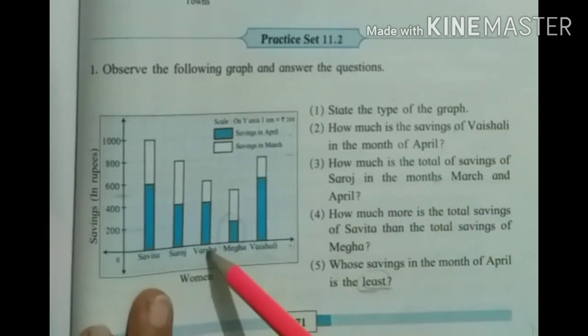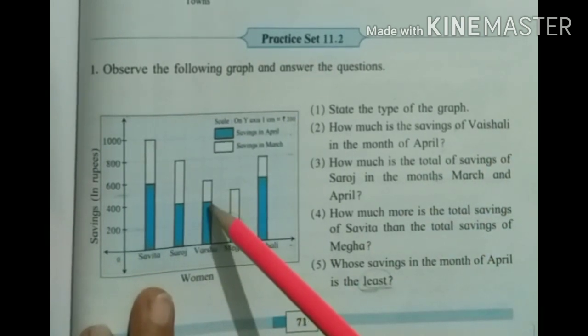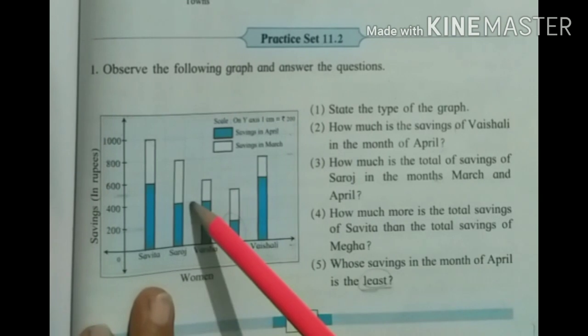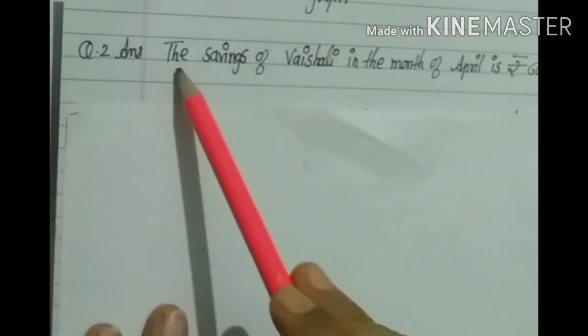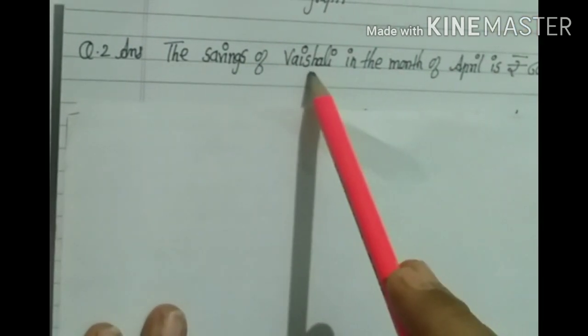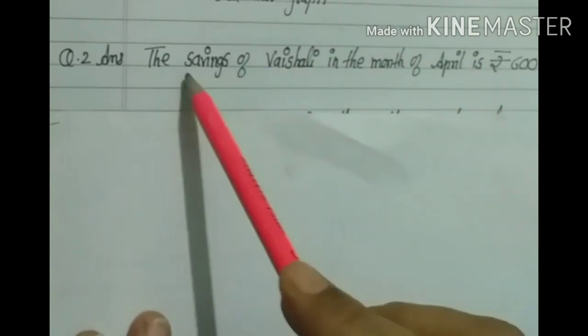How much is the savings of Vaishali in the month of April? What is the saving of Vaishali, children, in the month of April? What is there? 600, right? So we write the answer here. The savings of Vaishali in the month of April is rupees 600. Yeah, children, you have to write the full statement.